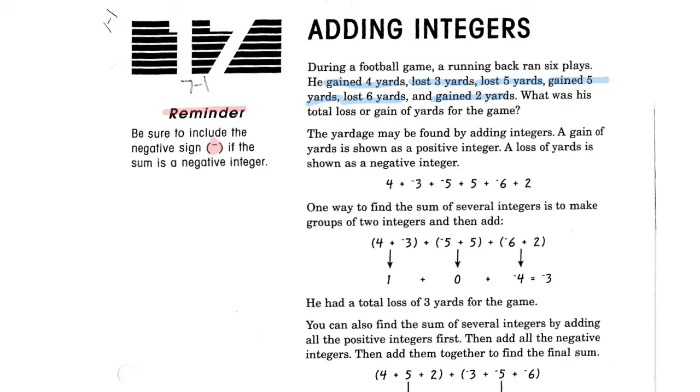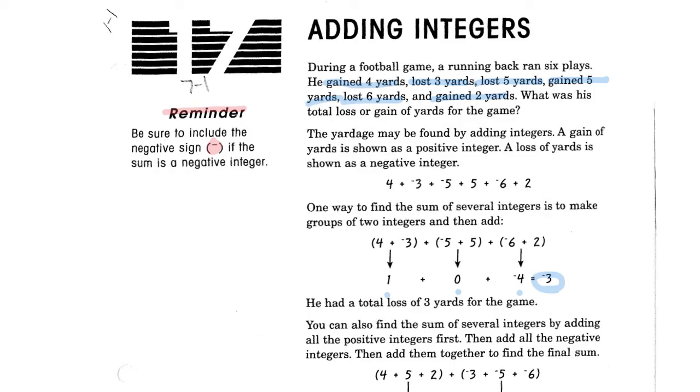One way to find the sum of the several integers is to make groups of two integers and then add. So they grouped up 4 plus negative 3, and that's a 1. You have negative 5 plus 5, which is 0. And then you have negative 6 plus 2, which is negative 4. And then if I take 1 plus 0, that's 1. And 1 plus negative 4 is negative 3. So he had a total loss of 3 yards for the game.